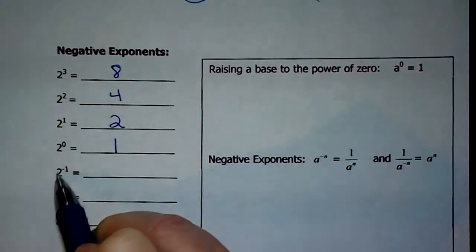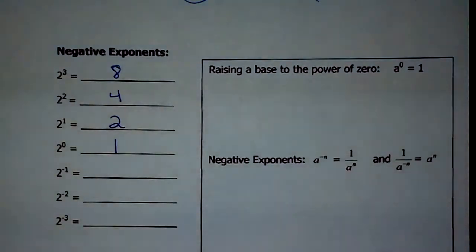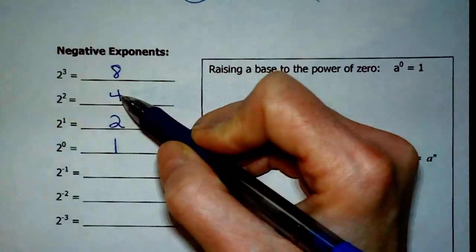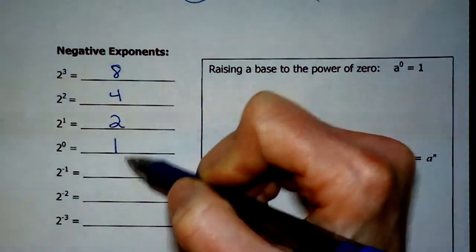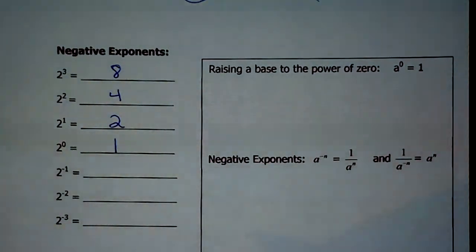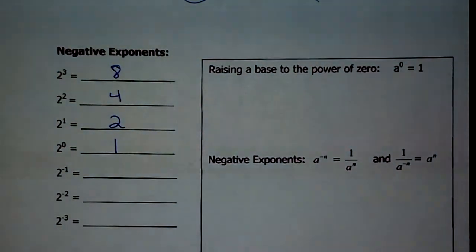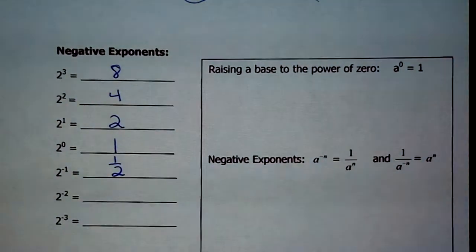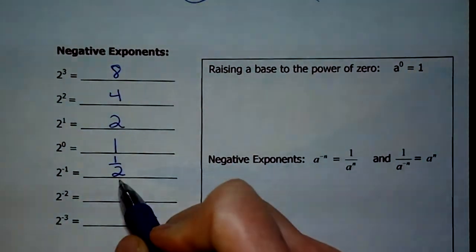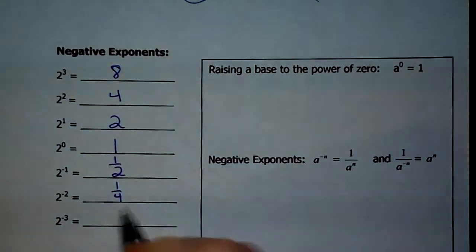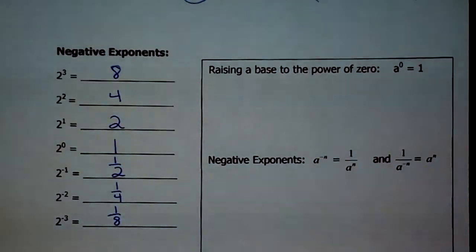Okay, so now I have 2 to the negative first power. And we might be thinking, I have no idea what that is. Well, look, I'm taking 8 divided by 2, 4 divided by 2. Shouldn't I just take 1 divided by 2? Yes. And I don't want any decimals here. I want exact answers, and if we're working with fractions, I want fractions. So I want all these answers in fraction form. So 1 divided by 2 is a fraction of 1/2. 1/2 divided by 2 is 1/4, and 1/4 divided by 2 is 1/8.